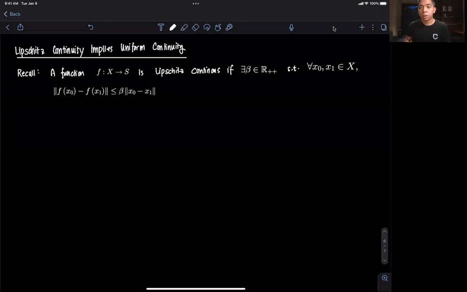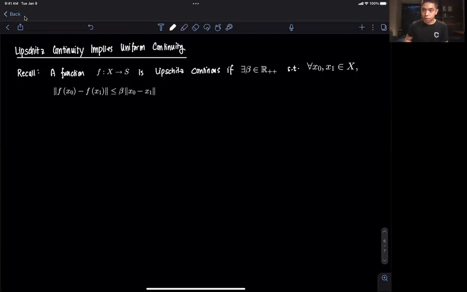Hi everyone, and welcome to this video. It's going to be a quick video on how Lipschitz continuity, which is a stricter form of continuity, implies uniform continuity.